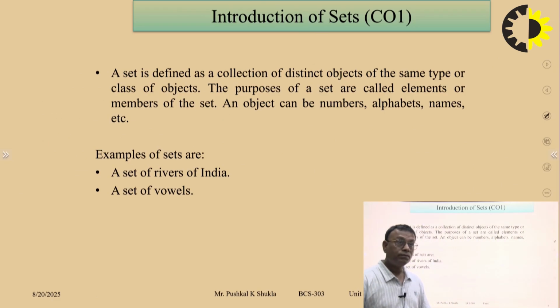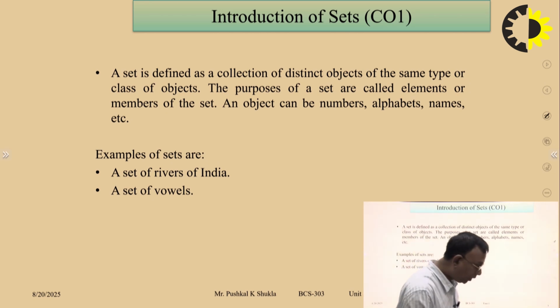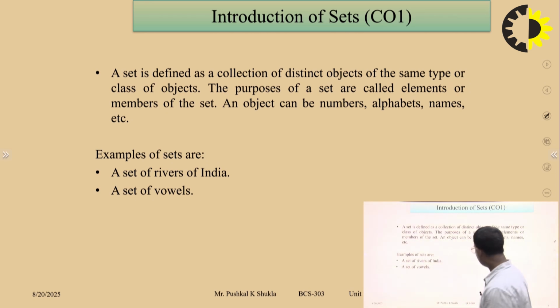Now come to the topic, a set. A set is defined as a well defined collection of distinct objects of the same type or the class of the objects. It means a set is a well defined collection of objects.